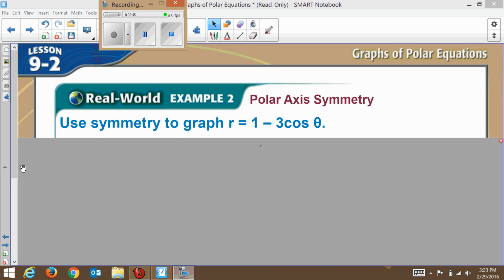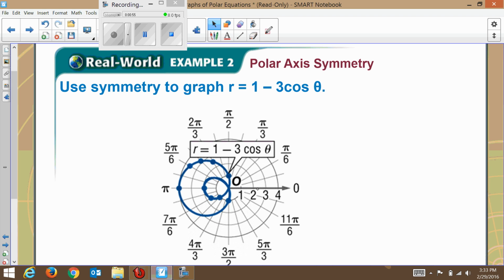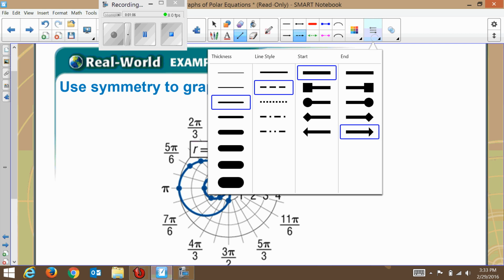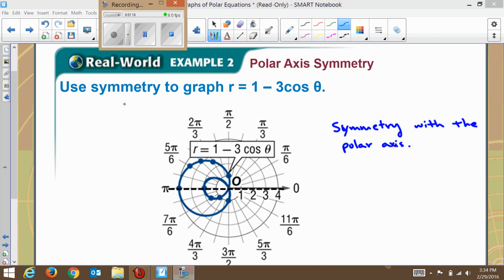So let's try this. Use symmetry to find the graph of 1 minus 3 cosine. Now, if we graphed it, we would get this picture. Now, I want you to look. Where is this symmetry? This symmetry goes right through here in the center. So, since the symmetry goes through the center line here, we would say it has symmetry with regard to the pole. That is polar axis. A symmetry with a polar axis.